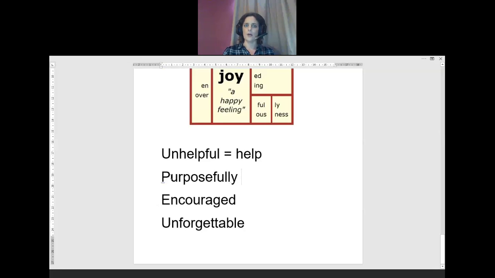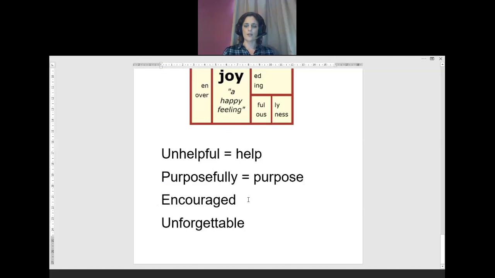So this one has purpose, then it has full, then it has ly. So that means there's only one of those that can stand on their own, and the other two are suffixes. So this time our base word is at the start, and it is purpose.